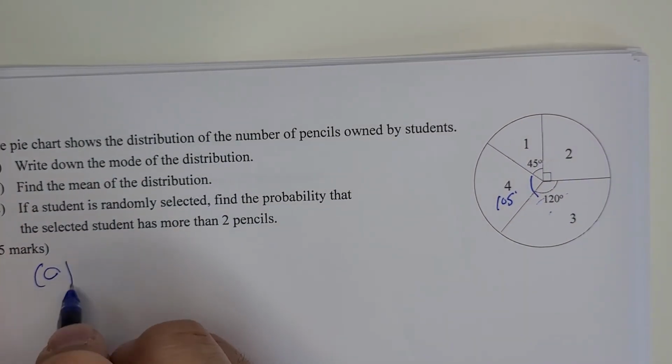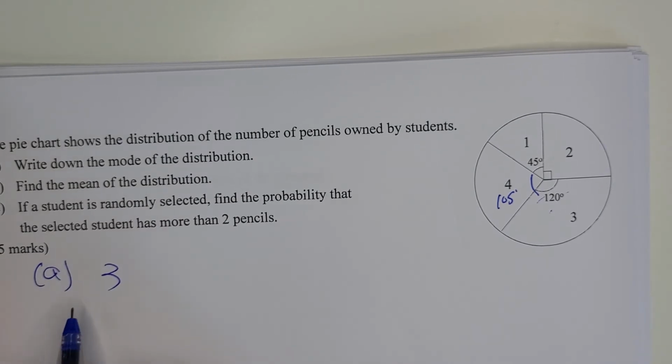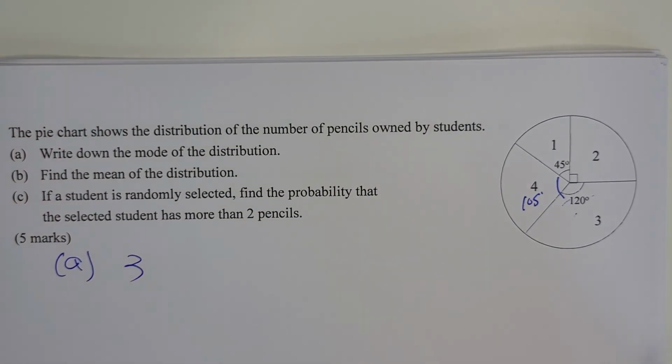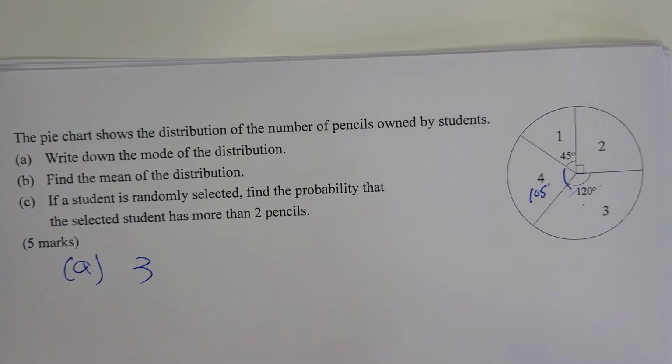So A, the mode is 3. Now do not write down 120, it's 3, okay? Most students get 3 pencils.